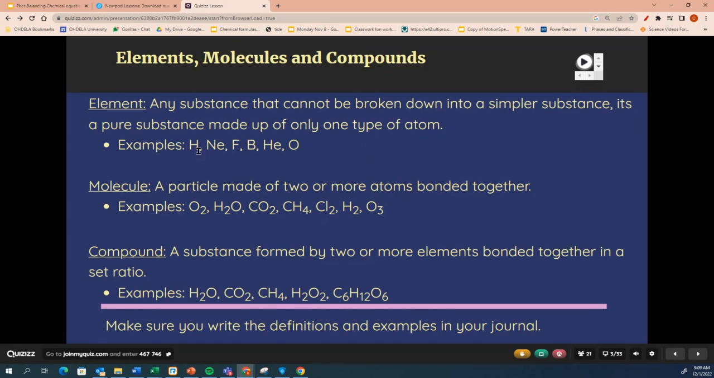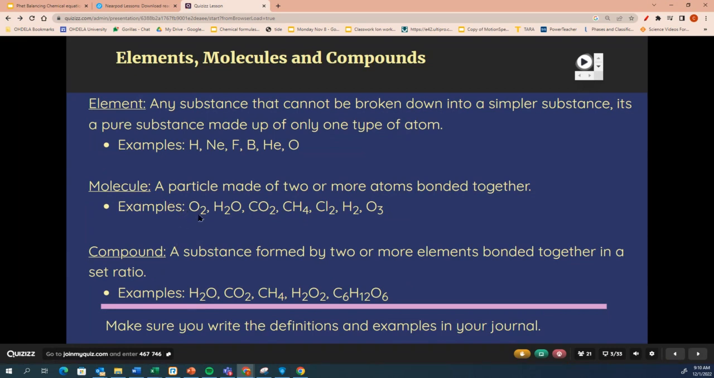Anything that's by itself, H, Ne, F, B, He, and O, are examples of an atom. A molecule has a subscript if it's the same element, or it's combined with another element. So H2O is hydrogen and oxygen. Capital C, capital O, there are two elements there. A subscript just means that there are, for example, four of the hydrogen, two of the oxygen. And a compound is a substance that's formed by two or more elements bonded together in set ratios.